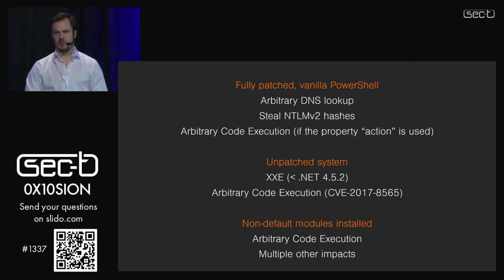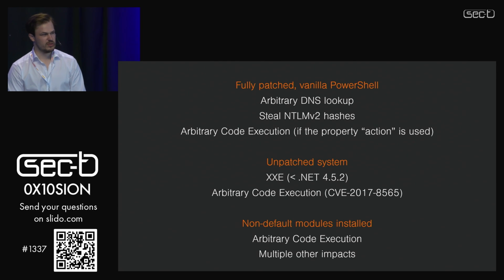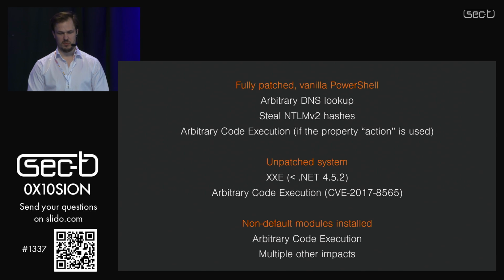OK, so let's summarize what we learned so far. We only looked at what happens at the actual serialization. We're soon going to look at when this is actually a real problem. But if we look at it very closely in the actual serialization, then we see that if someone has a fully patched vanilla PowerShell without any weird configuration or modules installed, we can make an arbitrary DNS lookup, we can steal hashes, and if they use the property action, we can execute code. That's by default on a fully patched Windows machine. If they have an unpatched Windows machine, they have a bunch of other problems, but these are fairly old, so I guess everyone keeps their systems up to date, right?